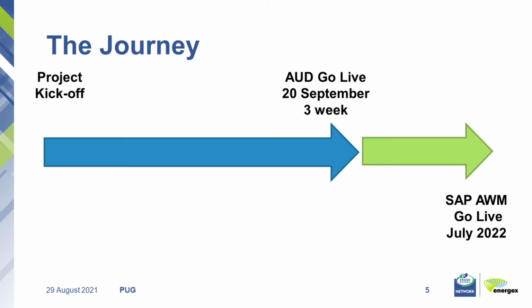The project kicked off late 2019, went through the tender and evaluation process. We engaged SBS in September 2020. And as you can see from the slide, we're about 3 weeks off go live, intending to go live on the 20th of September with our AUD product, and pretty soon after it will be going live with our substation design suite product as well. The next 12 months is really working with our SAP AWM team to implement that integration back into AUD. By July 2022 is their go live date.